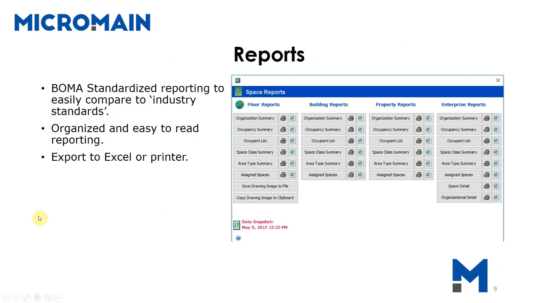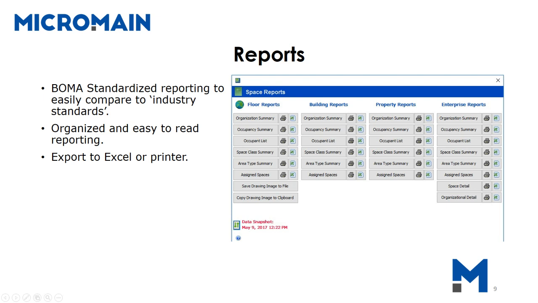On to reports. MicroMain's FM software gives you BOMA standardized reporting to easily compare to industry standards. It's organized and easy to read reporting. You can export to Excel or a printer. You've got four types of basic reports. You have your floor reports, your building reports, your property reports, and your enterprise reports. And then under those, you can do organizational summaries, occupancy summaries, occupant list, space class, area type, assigned places.